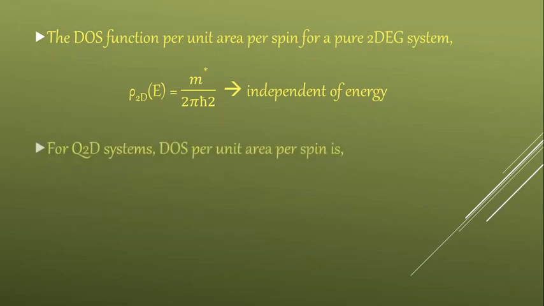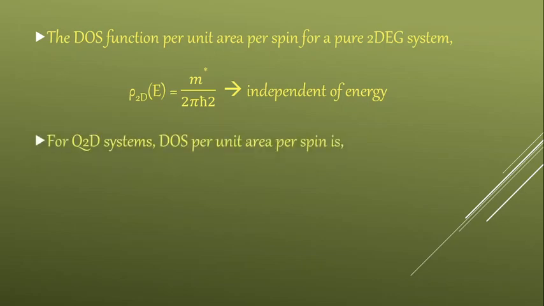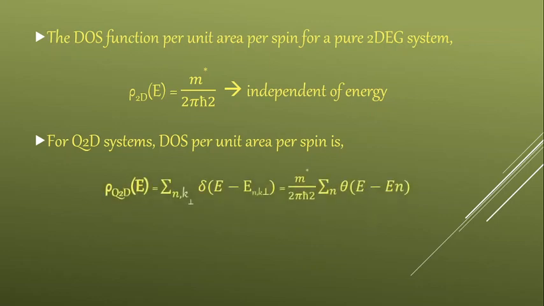But if you consider a quasi two-dimensional system, then the density of states per unit area per spin is given as rho q2d of E, that is quasi two-dimensional. The density of states will be equal to the summation running over n as well as k perpendicular of delta of E minus E n k perpendicular. So what does it mean? This is equal to m star by 2 pi h cross square into the summation over n of theta of E minus En.